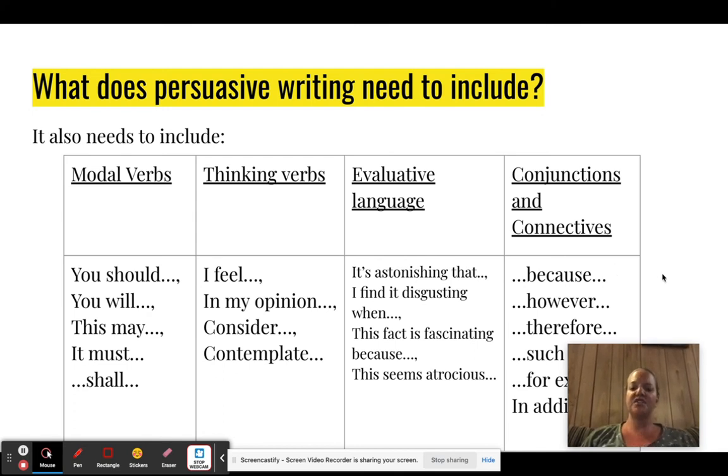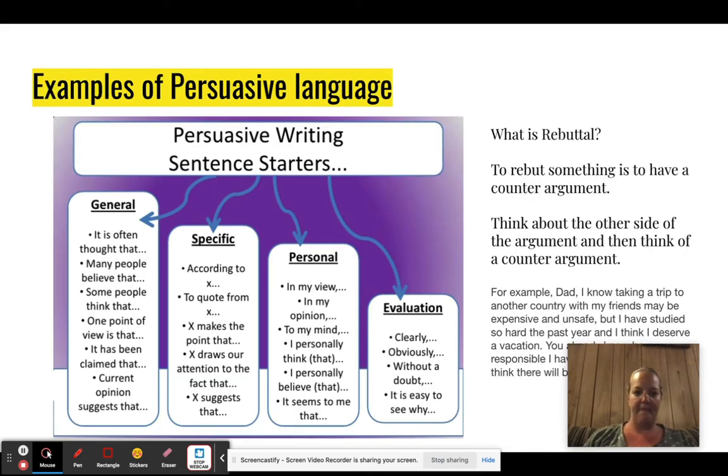And then you need to use conjunctions and connectives. Because, however, therefore, such as, for example, in addition to, all those types of sentence starters or conjunctions where you're using it in the middle of a sentence are really, really important. So here's some example of some persuasive language sentence starters. It is often thought that, many people believe that, one point of view is, and current opinion suggests that. Now, if you're going to use something like current opinion suggests that, you need to know what that current opinion is, and that's where that research comes in.